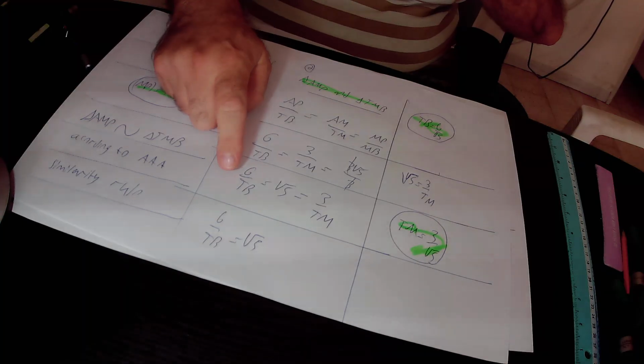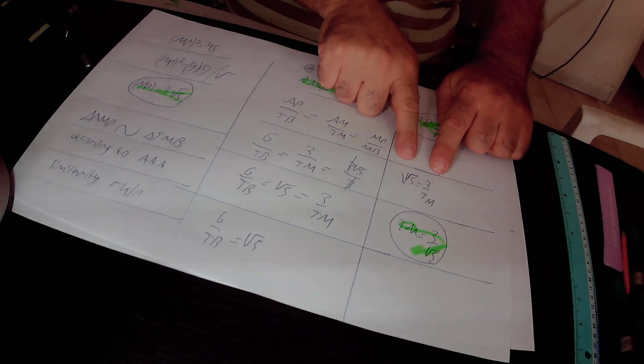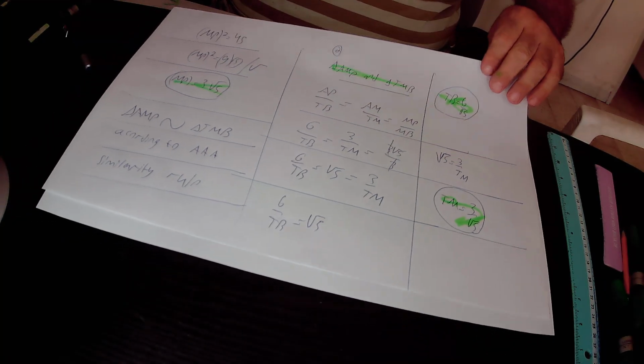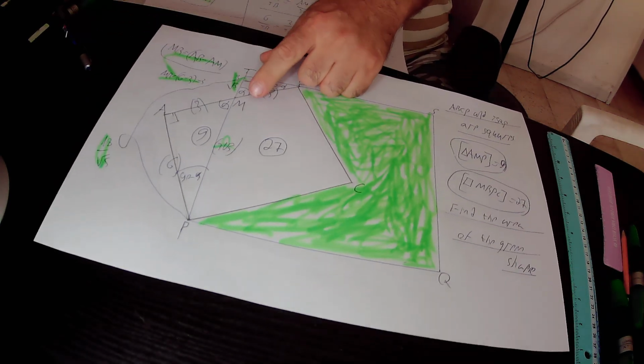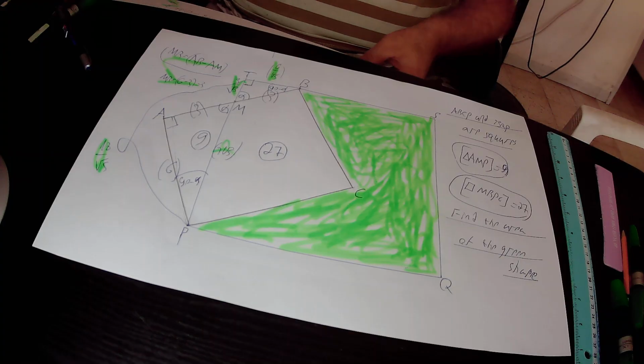Here we have square root of 5 equals 3 over TM. Here we multiplied this equation by TM, and then we divided by square root of 5, and finally found out that TM equals 3 over square root of 5 units in size. This is side TM, which equals 3 over square root of 5 units.